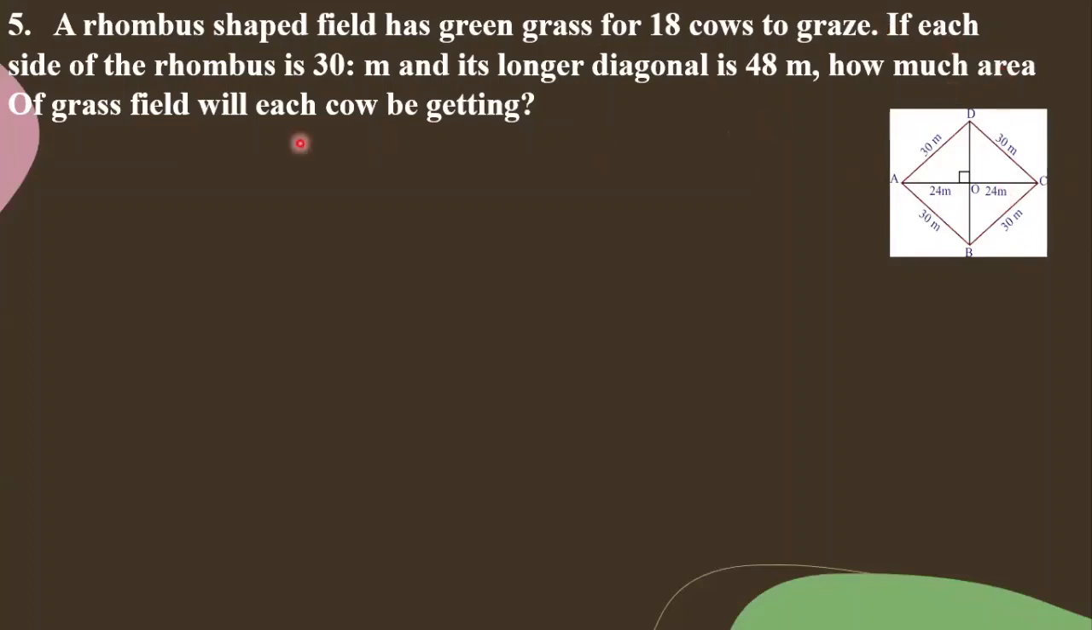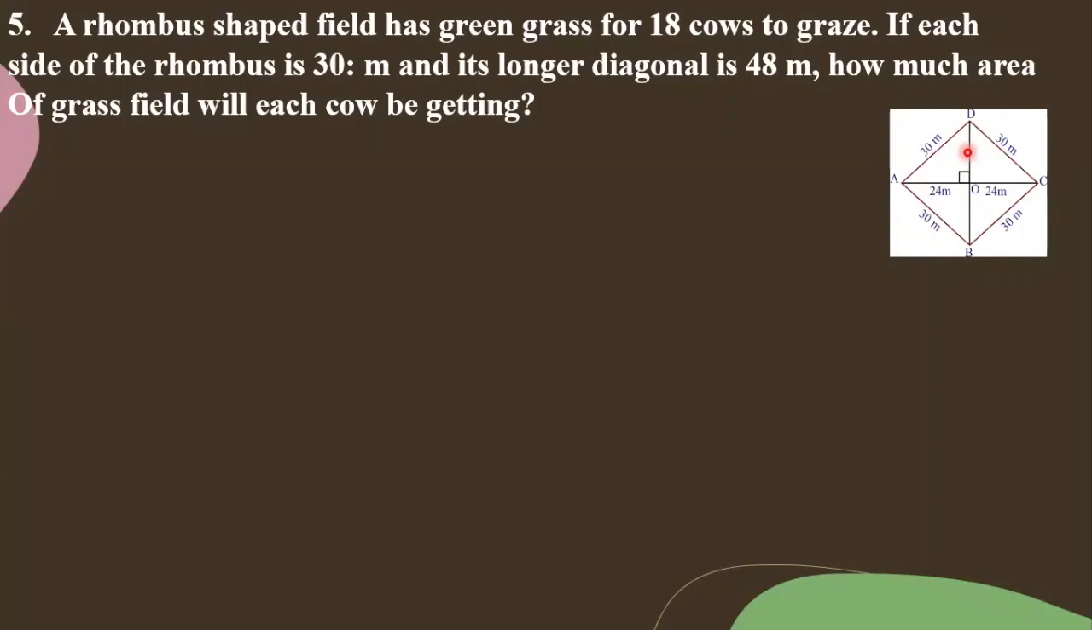How much area of grass field will each cow be getting? 18 cows have this much, so for one cow, how much are they asking. Unitary method. Am I clear, children? So here we need to find the area of rhombus ABCD. Then if we divide by 18, we'll get to know how much area one cow will take. Any doubt here? To find the area of a rhombus, we already learnt in your previous class. What is the area of a rhombus?